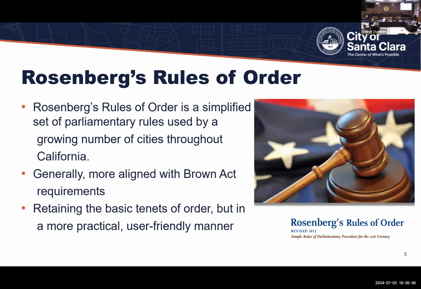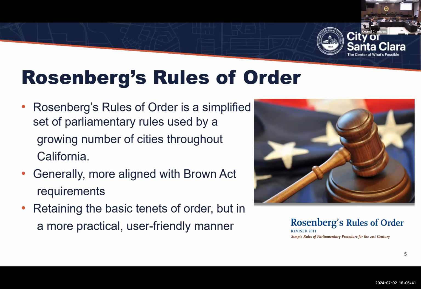You've got the next slide up there. Thank you. By comparison, Rosenberg's is a much simplified set of parliamentary rules that is in fact being used by a growing number of cities, hardly the majority, in and around California. I know at least up here, nearby locally, Cupertino uses Rosenberg's as their primary reference point. So does Santa Rosa. Other cities don't. Palo Alto, San Jose, others still refer to Robert's. But again, I would suggest not a pure Robert's, because it really doesn't lend itself to that.